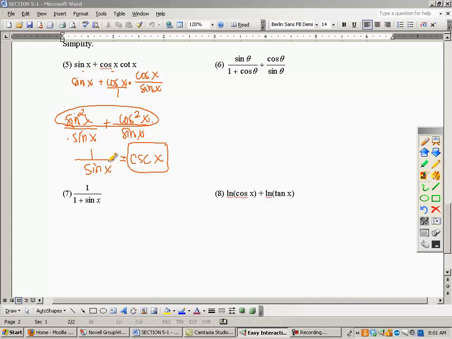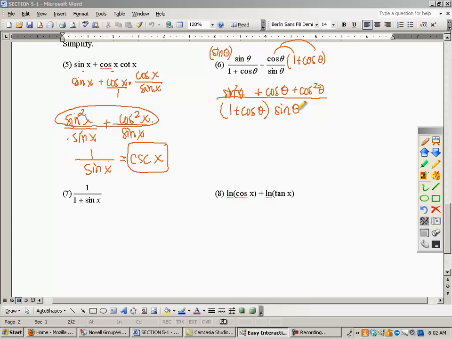In number 6, the difference is it's already two fractions, so I need a common denominator. We multiply the first fraction by 1 plus the cosine, and we multiply the second fraction by the sine. In the numerator, I get sine squared plus, over here I'm going to distribute, so the cosine plus cosine squared, all over, and I'm going to leave this in its factored form. My hope is, if I intermix them, then I have sines times cosines. We'll just leave it and see if things work out.